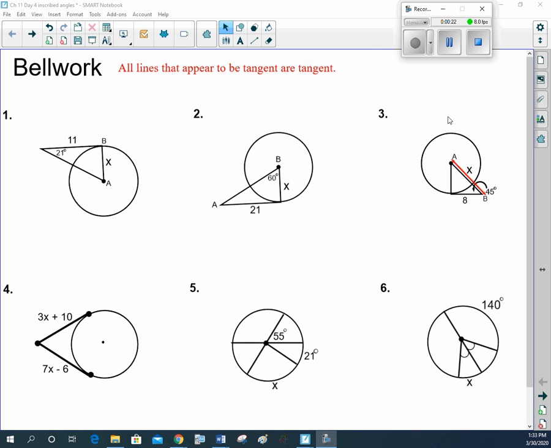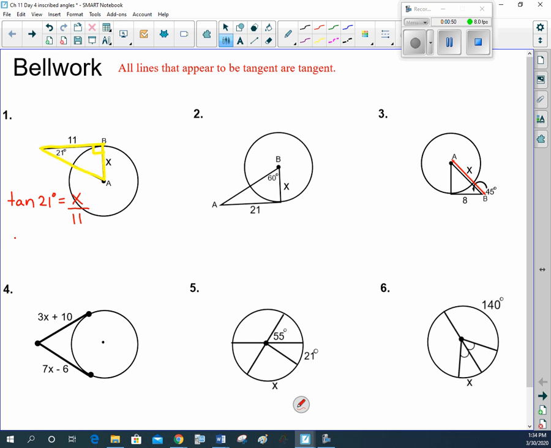That's important because remember our one theorem said that if we went from the center to a point of tangency, then we know that that is perpendicular. That's going to help us solve these problems because now we know we have a right triangle. So to solve that, I'm going to set up my right triangle trig, and I think I'll use tangent. So tangent of 21 degrees equals opposite over adjacent.